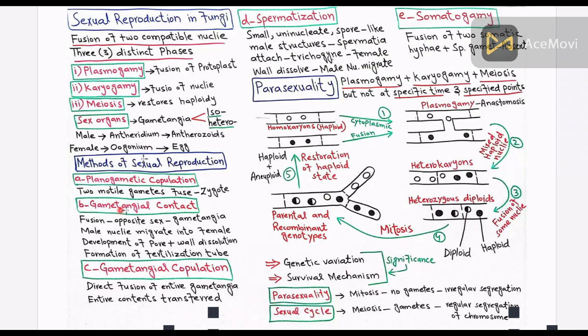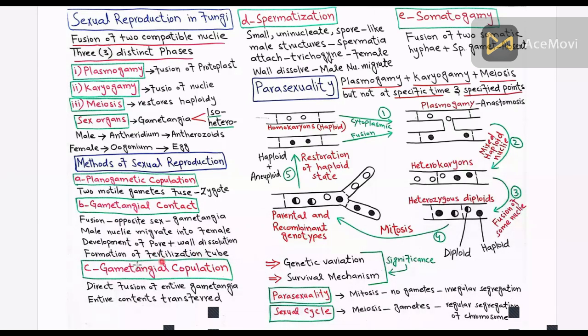The second one is the gametangial contact. In this type of sexual fusion, two gametangia of opposite sex come in contact with each other, and the male nuclei migrate into the female gametangium. This migration is brought about either by the development of a pore, or by the dissolution of the wall of contact, or by the formation of a fertilization tube.